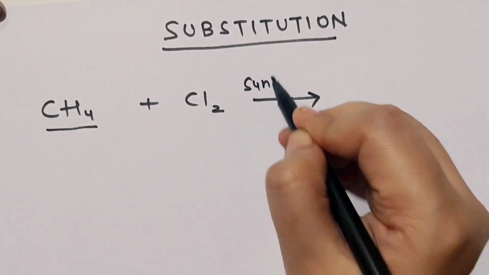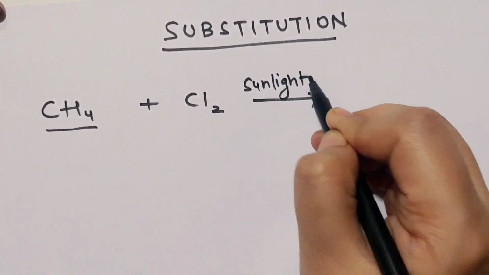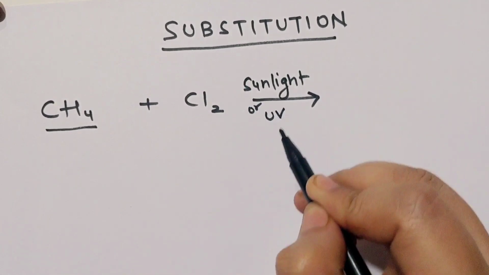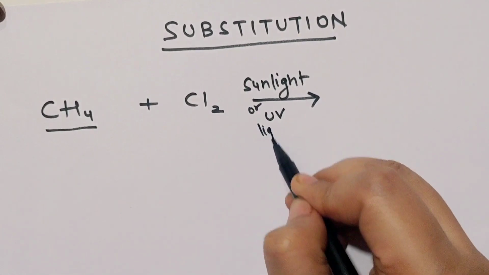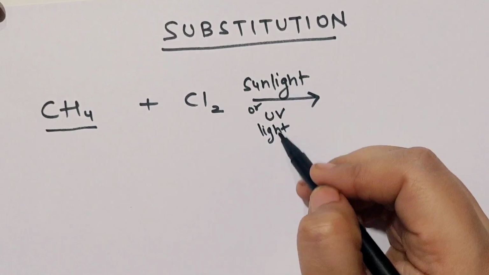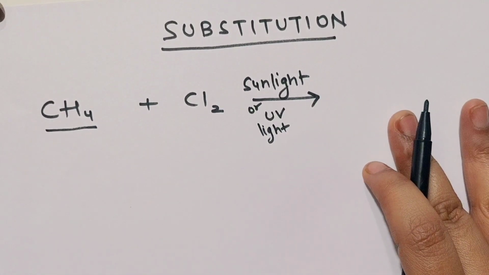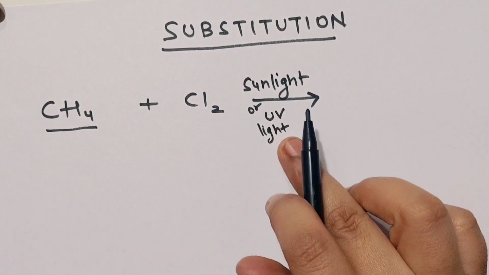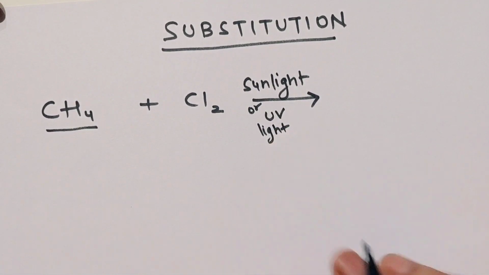Now this is very important. Without sunlight, or sometimes UV would be written. Okay, UV light or sunlight. Without these things, the reaction would not occur. Okay, so this is very important. If you don't mention that, you would lose points.